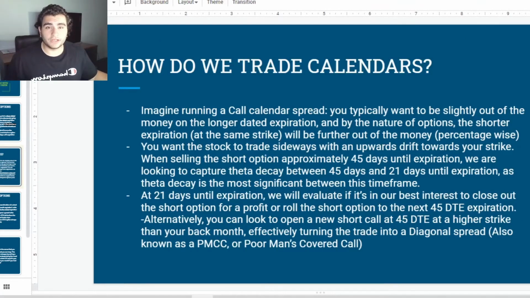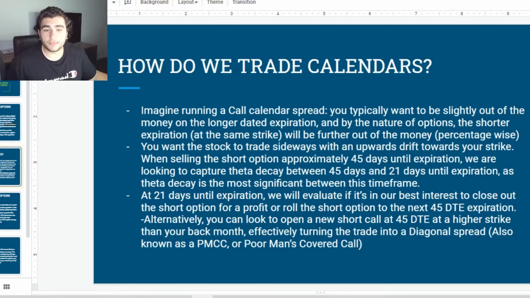How do we trade calendars? Imagine running a call calendar spread. You typically want to be slightly out of the money on the longer dated expiration, and by the nature of options, the shorter expiration at the same strike will be further out of the money on a percentage-wise basis. You want the stock to trade sideways with an upwards drift towards your strike.